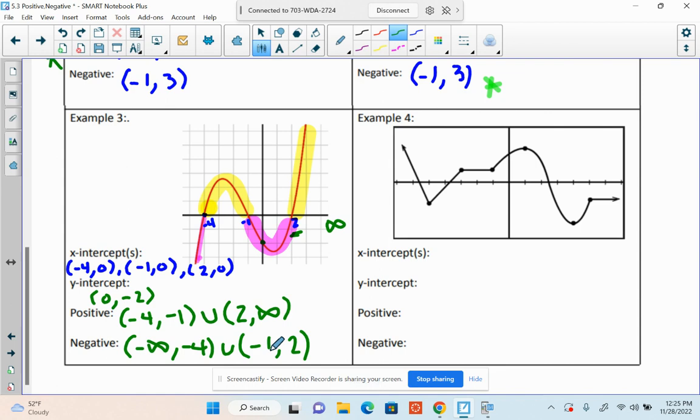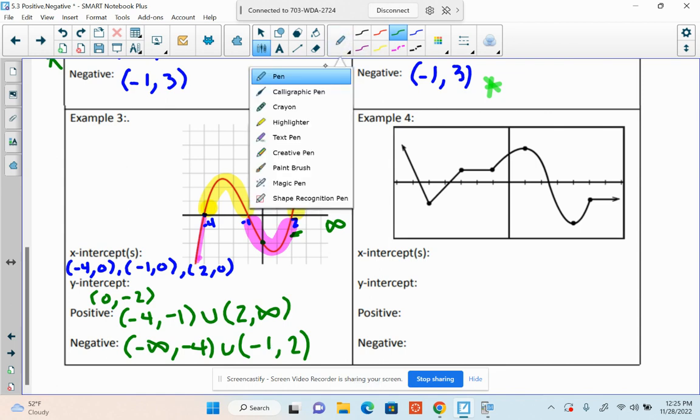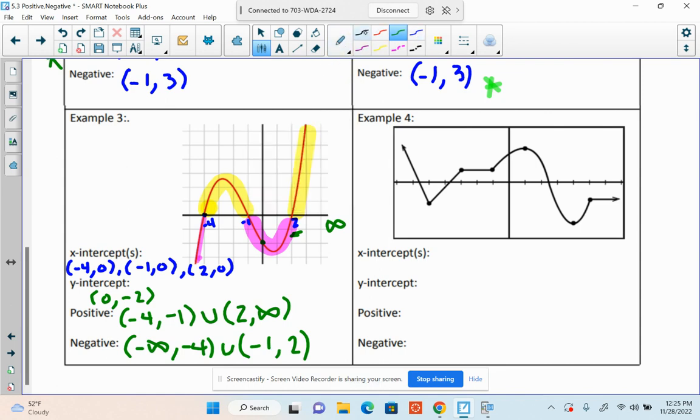All right, let's do example 4. It looks really complicated, but it's not really any more complicated than the others. So we're going to estimate our x-intercepts. We're going to start here. We're going to call that, let's see, 1, 2, 3. That's -3, 4, 5. -5.6. Let's call it that. So (-5.6, 0). And then we've got another one at -3. We'll call that one .6 as well. (-3.6, 0). And then we have a final one over here. We'll say that's (2.4, 0).